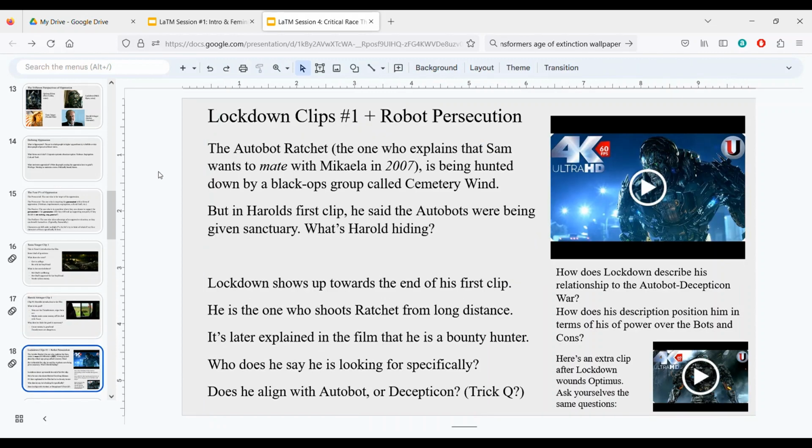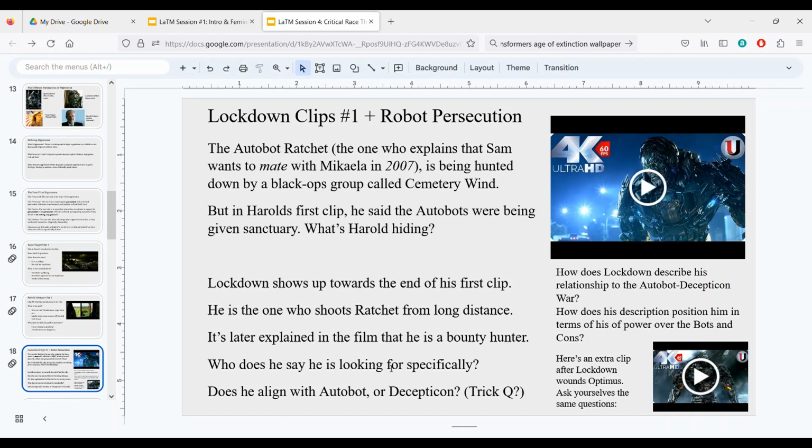And then looking at Lockdown, the Autobot Ratchet, the one who explains that Sam wants to mate with Michaela in 2007, is being hunted down by a pack of Black Ops goons, by a Black Ops group called Cemetery Wind. But in Harold's first clip, he said the Autobots are being given sanctuary. What's Harold hiding? So just remember, he tells those guys in the weird CIA meeting room we're taking out the Decepticons with the Autobots being given sanctuary, but then we just cut to the scene of Cemetery Wind and Lockdown hunting down Ratchet, who's an Autobot, and then Lockdown shows up towards the end of the first clip.